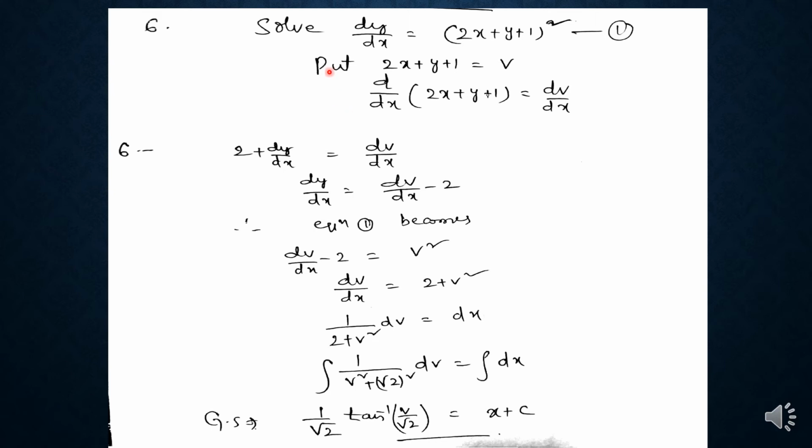So once again we will see the same problem. The given problem is dy by dx is equal to (2x plus y plus 1) whole square. To convert it into the variable separable form, we have taken 2x plus y plus 1 is equal to v. By substituting this and differentiating with respect to x on both sides, d by dx of 2x plus y plus 1 is equal to dv by dx. Then d by dx of 2x is 2, plus d by dx of y is dy by dx, plus d by dx of 1 is 0, and dv by dx.